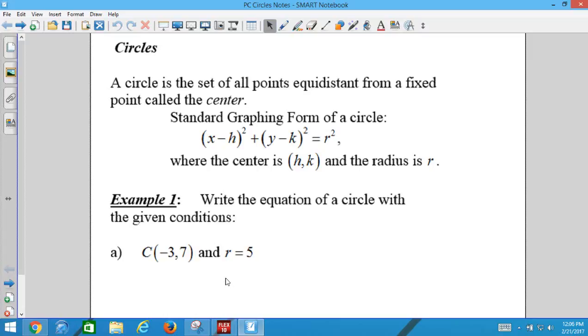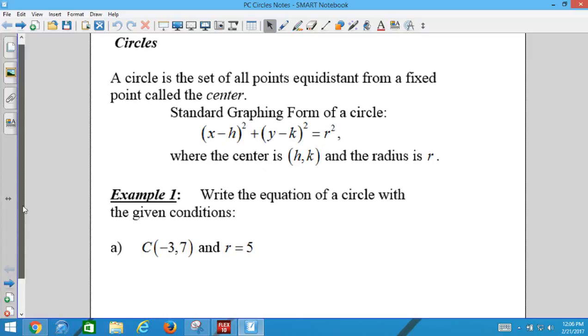The equation for a circle in the standard graphing form is (x minus h) squared plus (y minus k) squared equals r squared. The center of the circle is (h, k), the radius is r. You should have learned that in previous courses. We're just going to review that stuff.